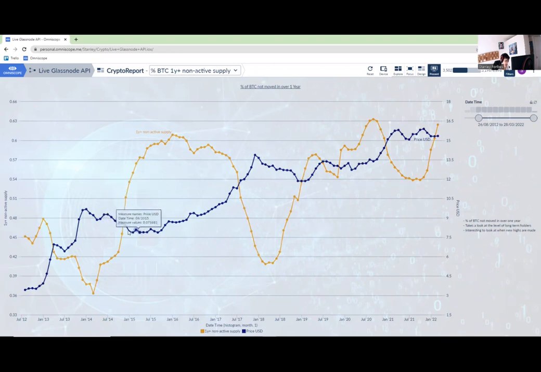And from that point, it actually signified a turning point in the market where the markup phase started and then price rallied up. And actually, price reached its peak when the non-active supply reached its trough.